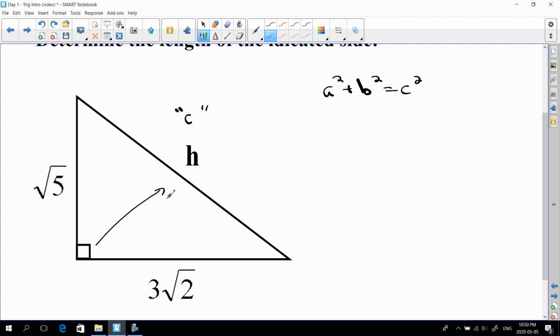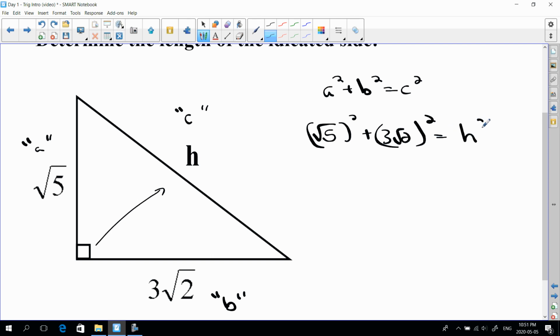So this side would be c. And the hypotenuse is the longest side of the right triangle, or it's directly across from the right angle. It doesn't matter with these two sides, whether you call this one a and this one b, or vice versa. So filling this in, we're going to get root 5 squared. I just replaced the a with a root 5. I get 3 root 2 to the power of 2, and I get h squared. You can leave that as c if you like. It's the unknown. Doesn't matter the variables, what you call it.